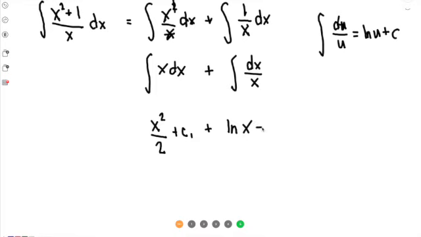So we write it down as, we combine the constants. We have x squared over 2 plus ln x plus c. So the answer to this integral would be this one.